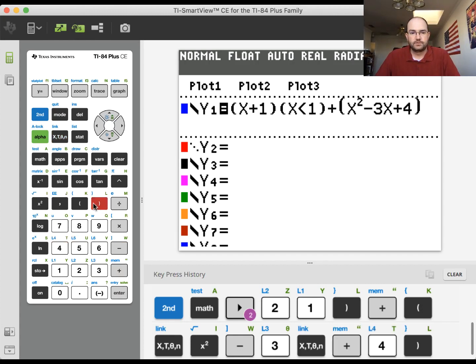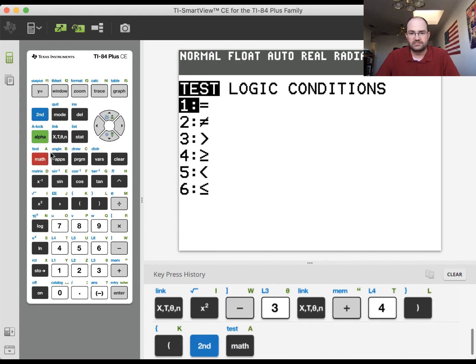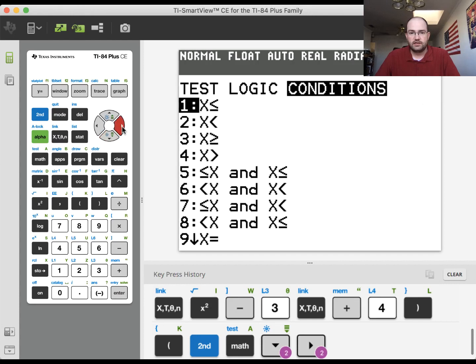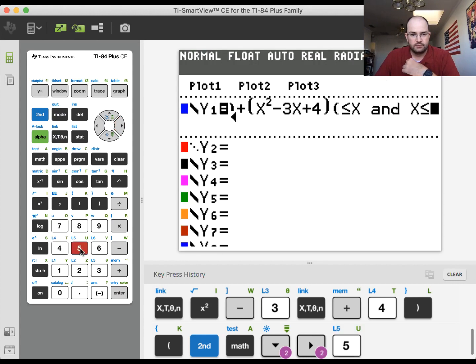Close parentheses. Now open a new parentheses, do second math, which is test, and then go to conditions. Now in these conditions, we had a dual condition where it said 1 is less than or equal to x is less than or equal to 3. Notice that this is written in this order for a reason. We want to use less than or equal to for both of these: a number less than or equal to x, and x less than or equal to a number.